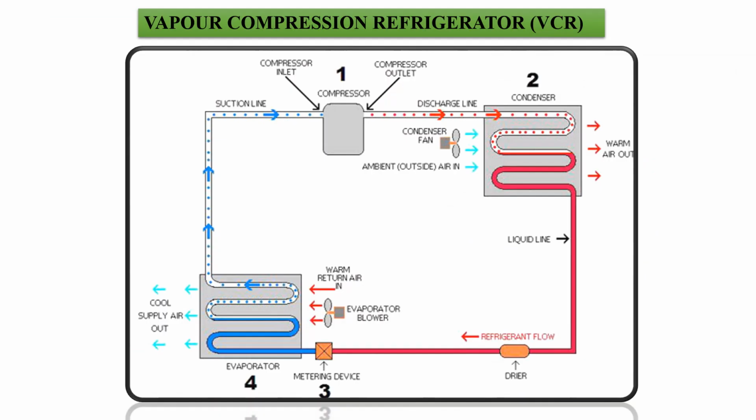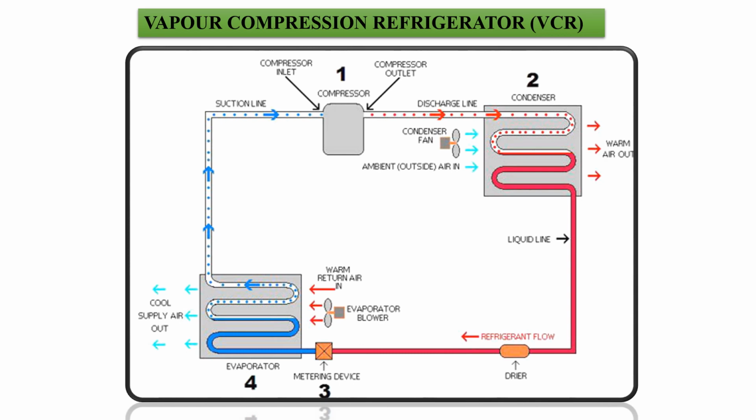Now we shall see the vapor compression refrigeration system. You can observe the blue line indicates low temperature and the red line indicates high temperature. We start from the compressor. In the compressor, the refrigerant gas is compressed to high pressure and high temperature. This high pressure, high temperature gas is sent to the condenser.